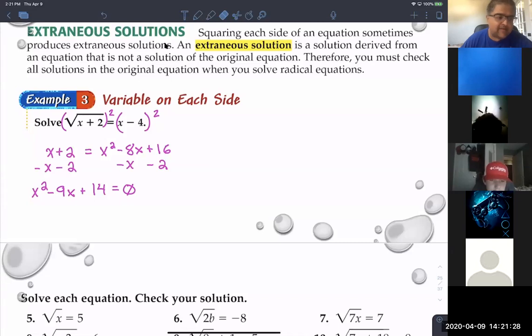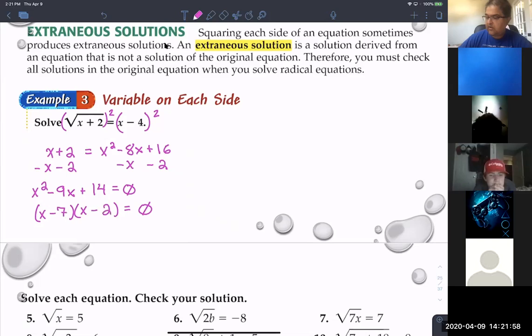Starts with an F. Factor. Factor, yes. So, how do I factor x squared minus 9x plus 14? What two numbers multiply? Multiples of 14. Yeah. So 7 what? And negative 7, yeah.